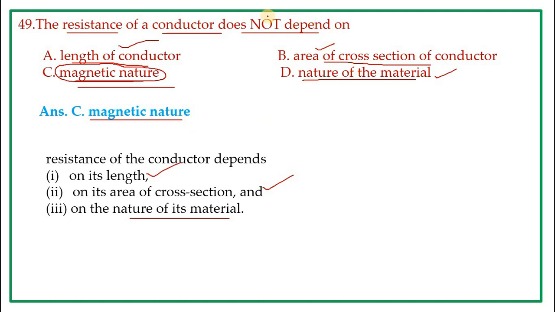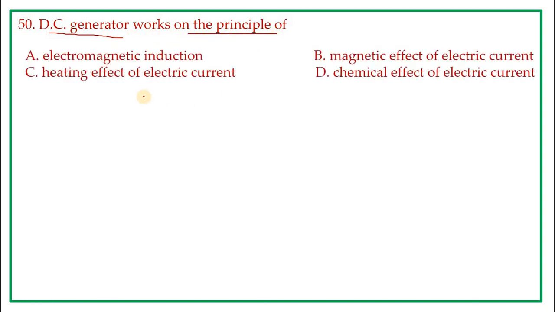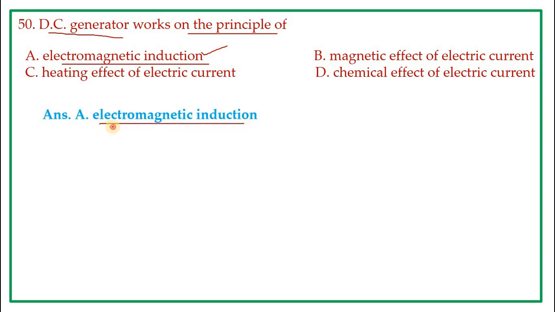Here they used 'not depend'. In exam they may ask the resistance of a conductor which depends on. So few may give wrong answer, one may be the correct one. Or else they may ask in some other way. So you must be careful. Move on to the next one, children. DC generator works on the principle of. Generator works on the principle of electromagnetic induction. This is a direct question, children. So option is A only. Electromagnetic induction.